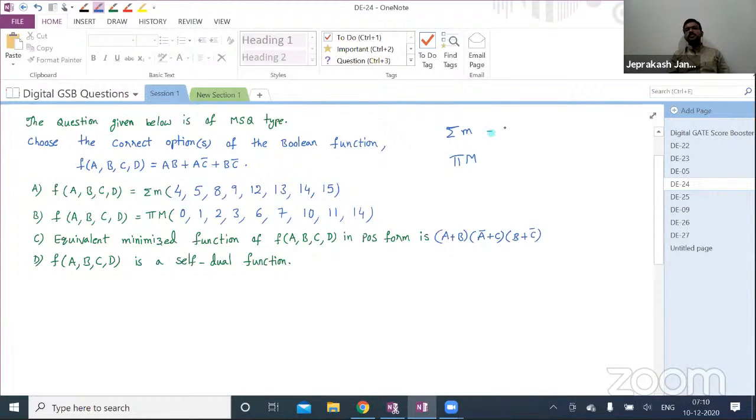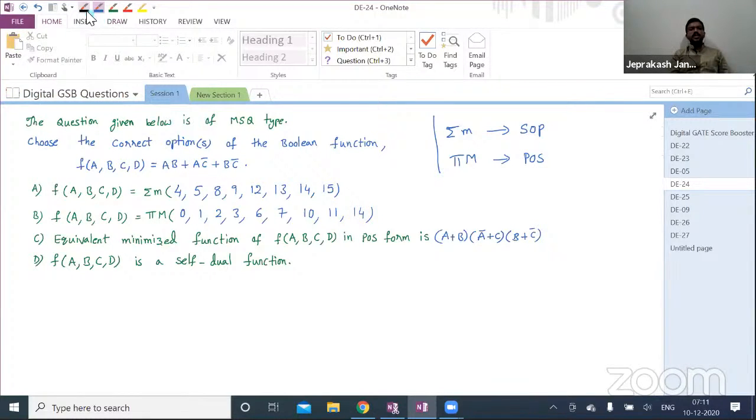If you do the simplification of sigma m, which form will you get? If you do the simplification of pi capital M, which form will you get? In general, for most questions, after simplifying sigma m, which form do you get? After simplifying pi capital M, which form do you get? Yes, so the first one is SOP form, the second one is POS form. Very good.